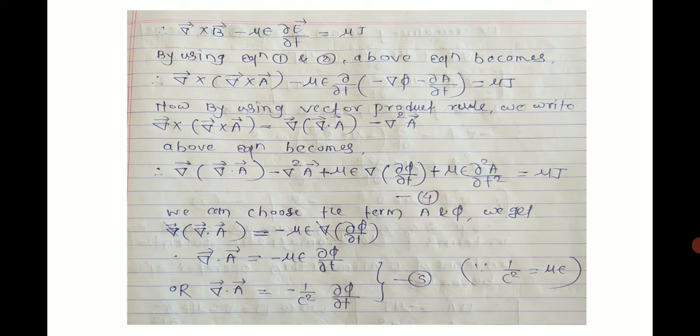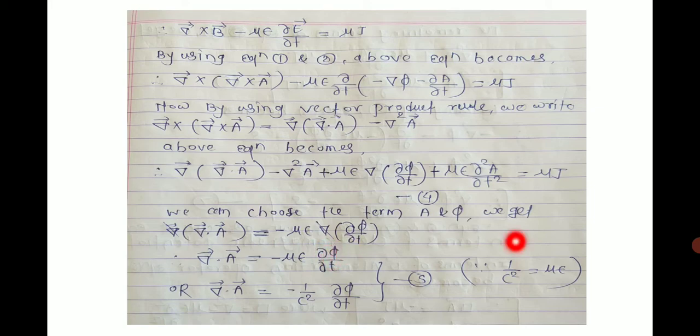Then in the next step, we choose the terms with only A and phi. That means we choose the term del dot A and the term mu epsilon del phi by del t. But when this term is transferred to the other side, it will be minus. Then del dot A is equal to minus mu epsilon del phi by del t. This del gets cancelled, and the remaining term is del dot A is equal to minus mu epsilon del phi by del t.